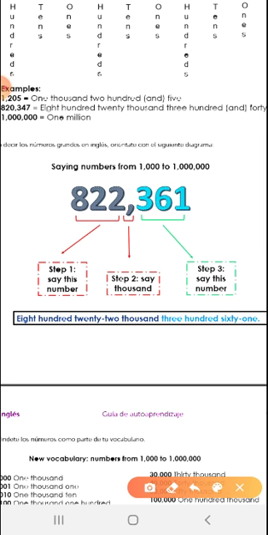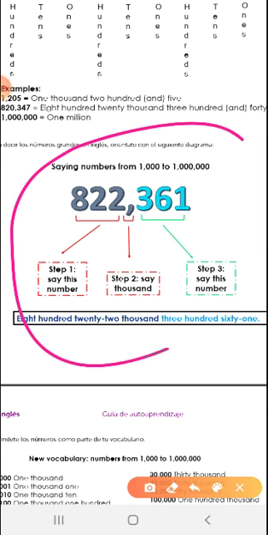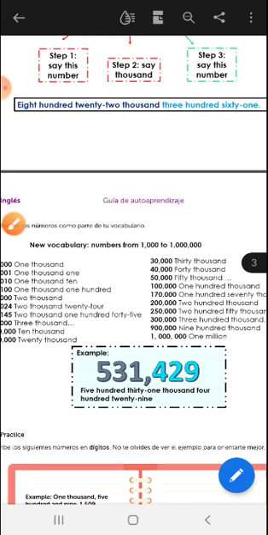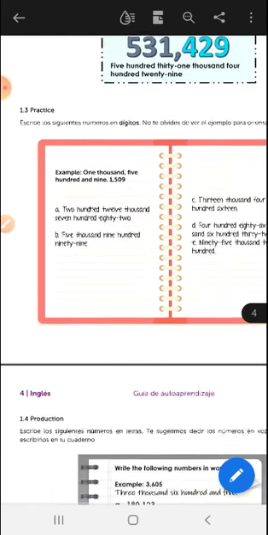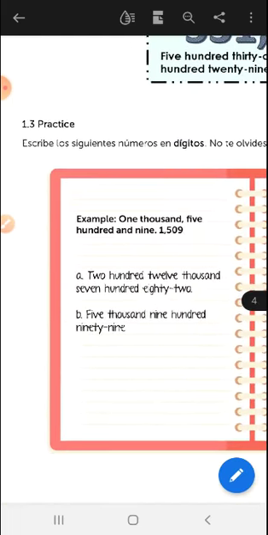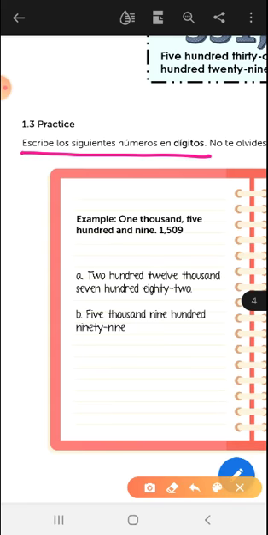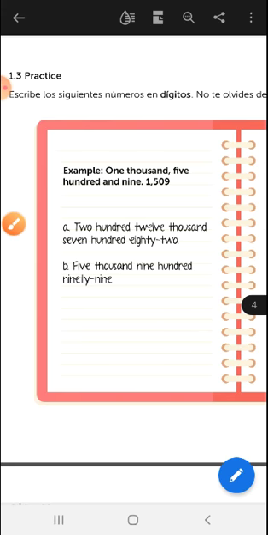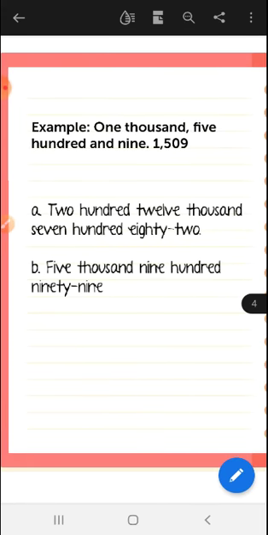I personally believe this way is the easiest. Yo personalmente creo que esa manera es la más fácil, okay? This way is the easiest. But you can decide to use any way you want, okay? Now, practice. Escribe los números en dígitos. No te olvides de ver el ejemplo para orientarte, okay?